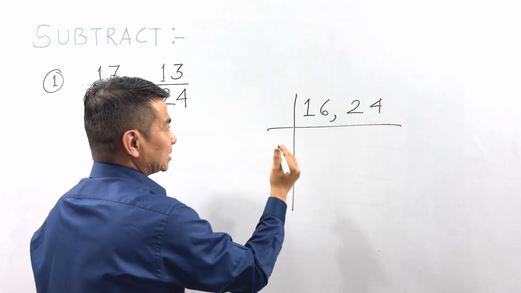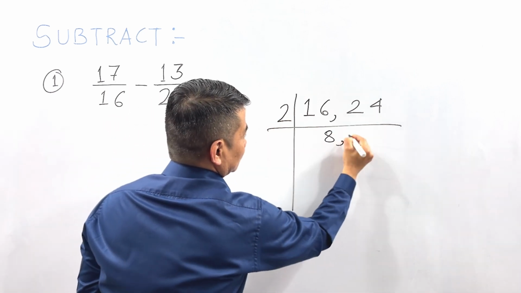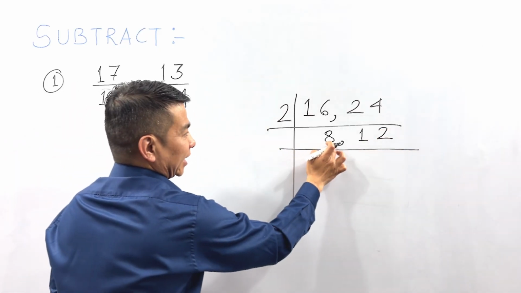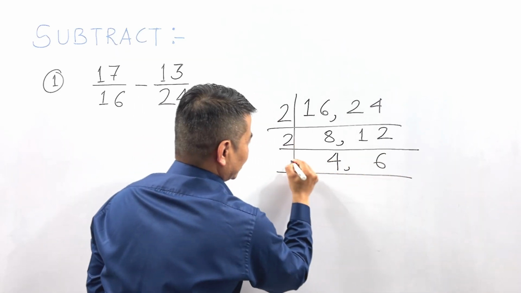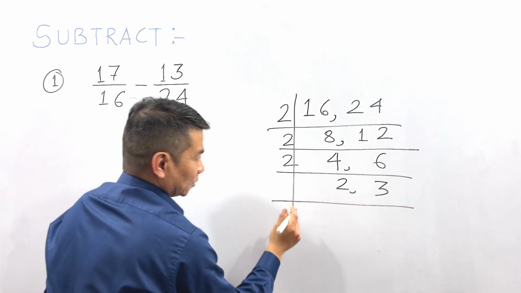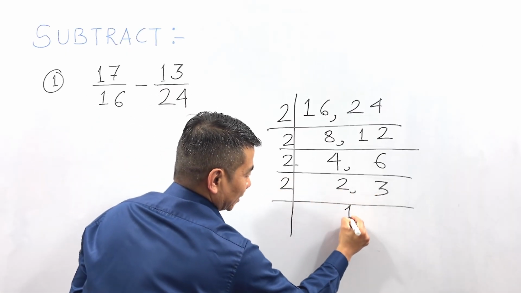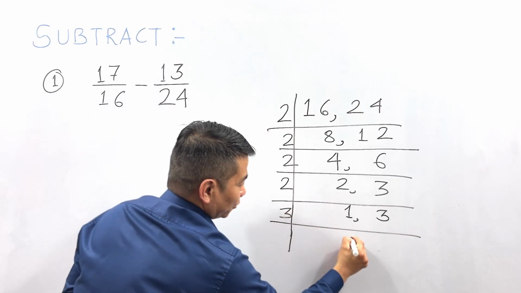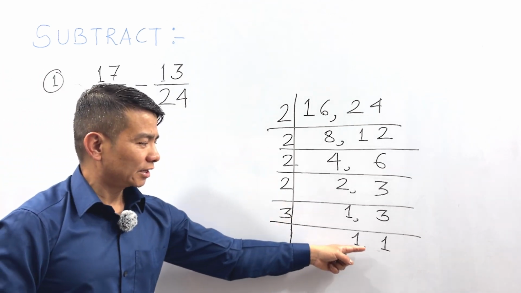To find the LCM, we divide by the prime numbers. 2 is a prime number and 2 can divide both 16 and 24. Similarly, we can divide 8 and 12 by 2 again, and 4 and 6 by 2 again. Now there is no common factor that divides 2 and 3, so we divide 2 separately by 2 and 3 remains as it is, and finally we divide 3 by 3. We stop finding the factors here when we get 1.